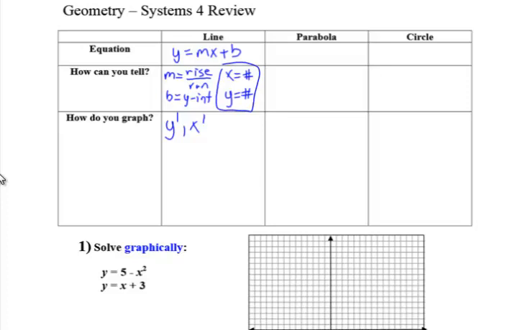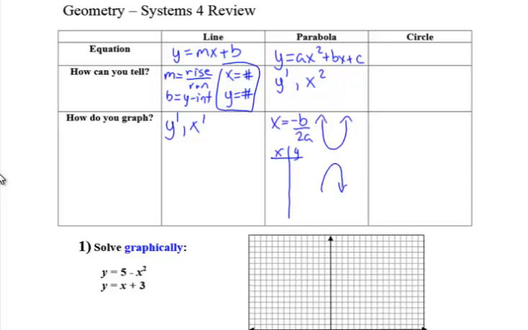Now, in a parabola, we could have y equals ax squared plus bx plus c. And how do we tell here? Well, we got y to the first power and we have x to the second power. We looked at the formula for the axis of symmetry. X equals negative b over 2a. And then we talked about plotting a table of values. And the graph is either going to open up like a cup, or down like a frown. All right, parabolas.